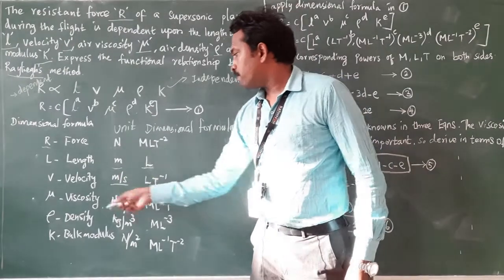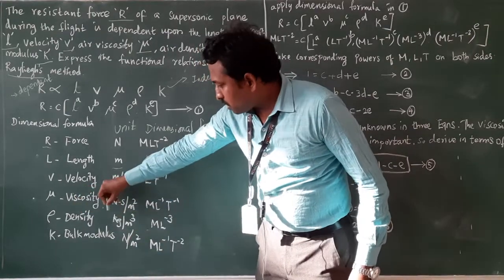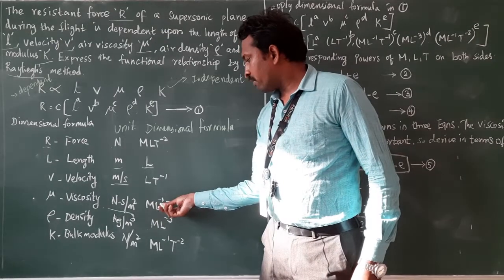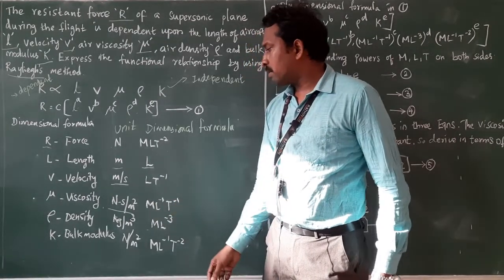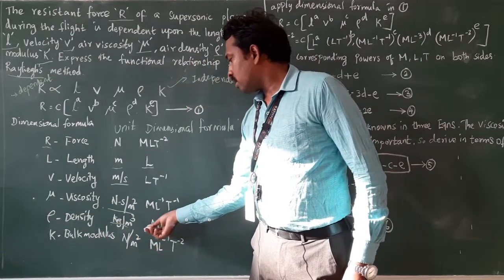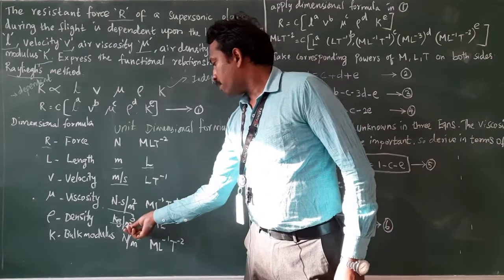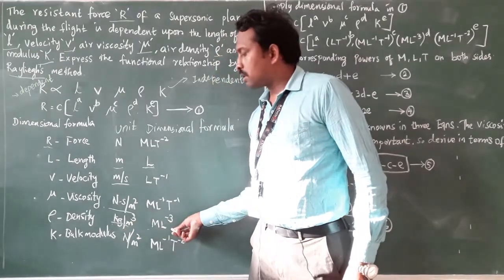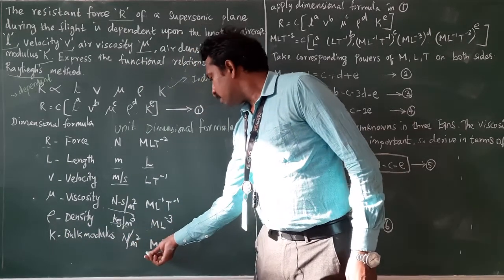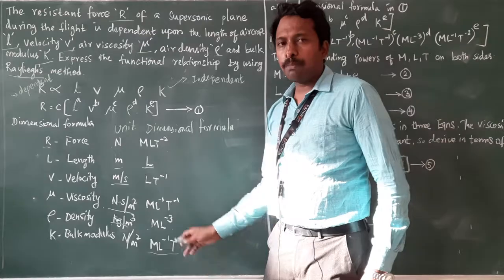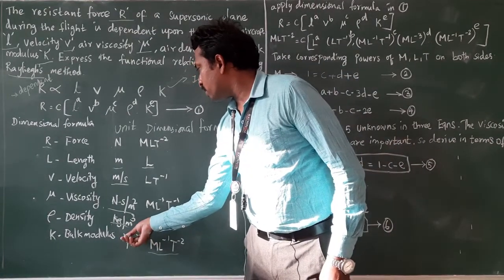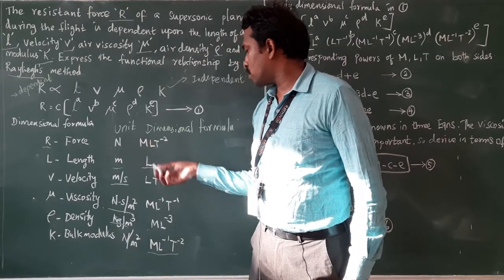power minus 1. Next, viscosity unit is Newton second per meter square, dimensional formula M L power minus 1 T power minus 1. Density unit is kg per meter cube, dimensional formula for kg is M and per meter cube is L power minus 3. Next, bulk modulus unit is Newton per meter square, dimensional formula is M L power minus 1 T power minus 2.